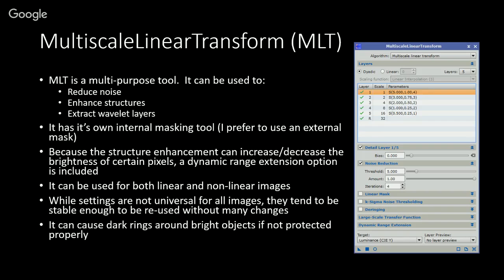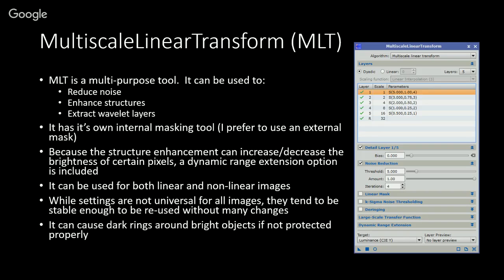Because the structure enhancements can increase or decrease the brightness of certain pixels, they've included a dynamic range extension option. That's just so that you don't truncate the data whenever you do an enhancement. David? Yeah. Tolga is asking what the difference between A Trous wavelets and multiscale linear transform is.